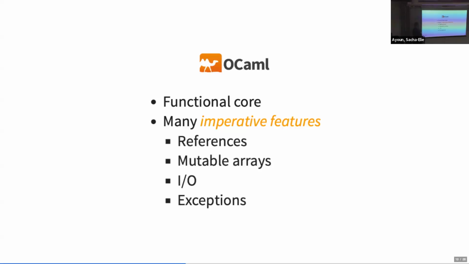So we have things like references, we have things like mutable arrays, we have things like input-output, and we have exceptions that are just part of the language, right? And from a verification point of view, those features make verifying OCaml programs interesting, or depending on who you ask, difficult.